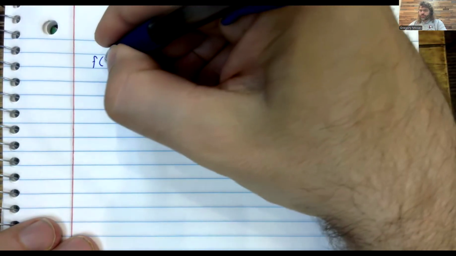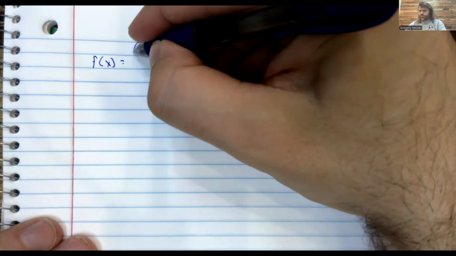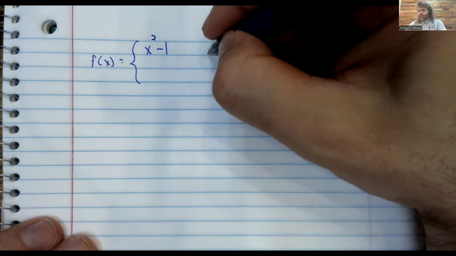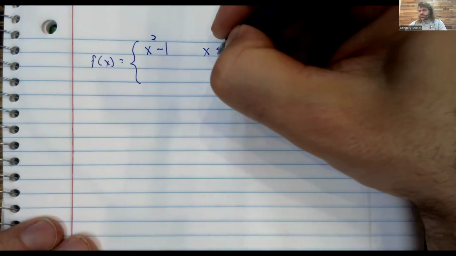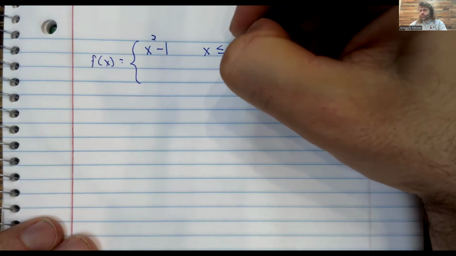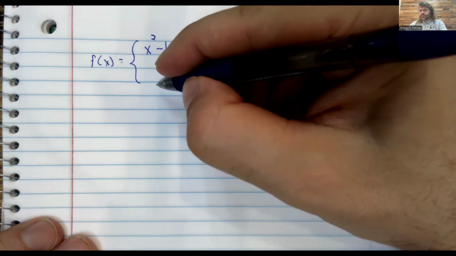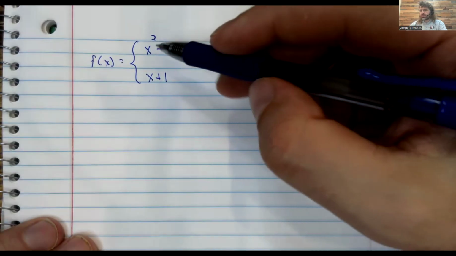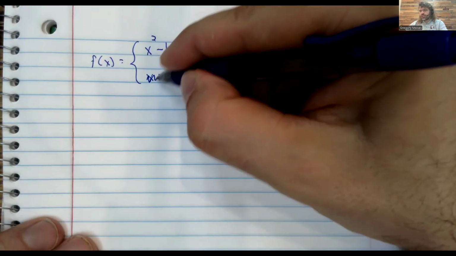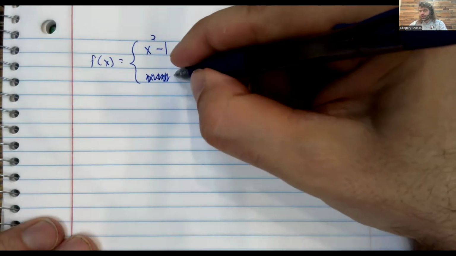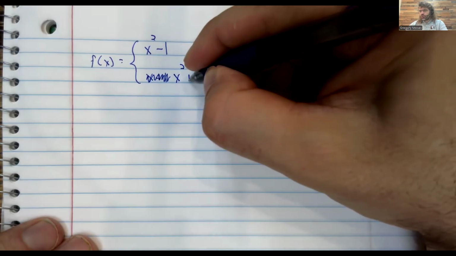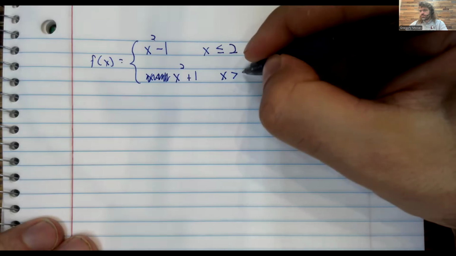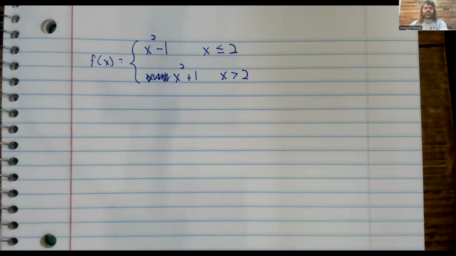Let's let f of x equal x squared minus 1 when x is less than or equal to 2. And let's let f of x be x squared plus 1 when x is greater than 2.